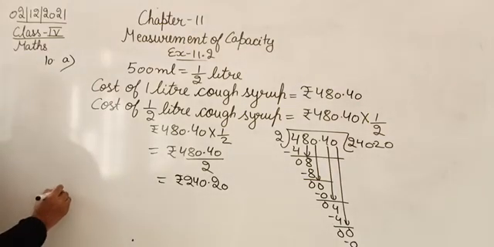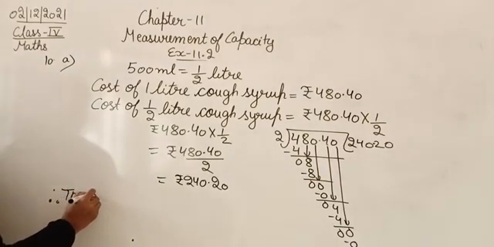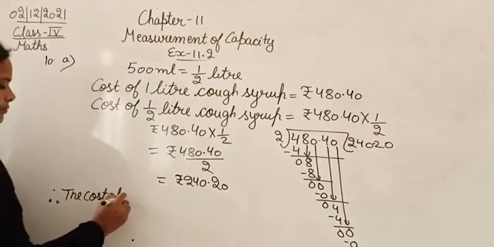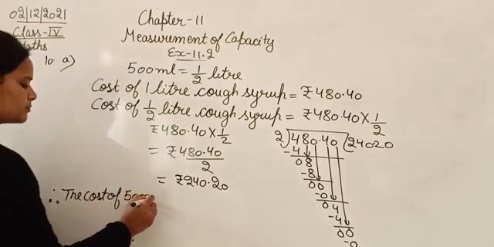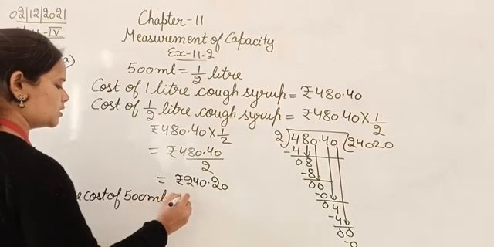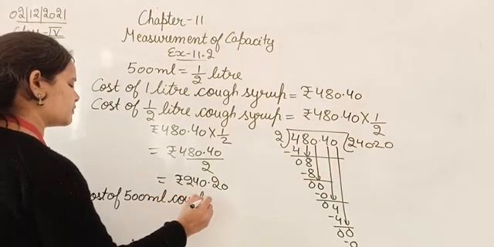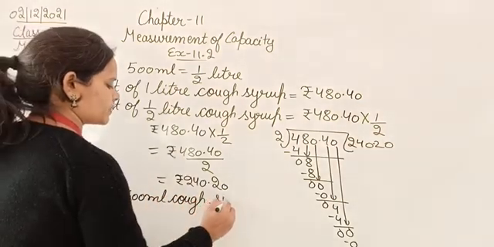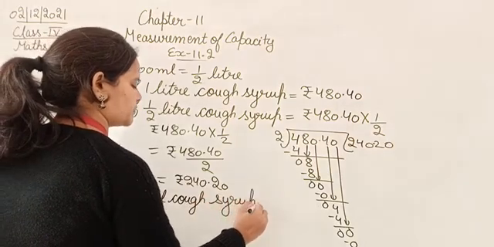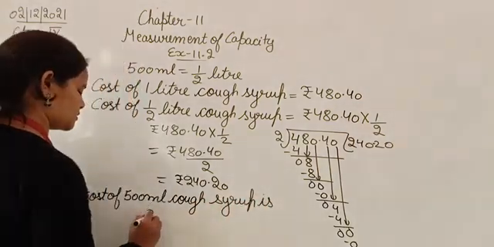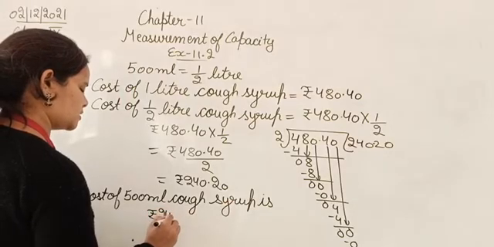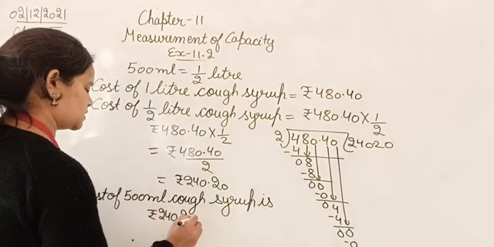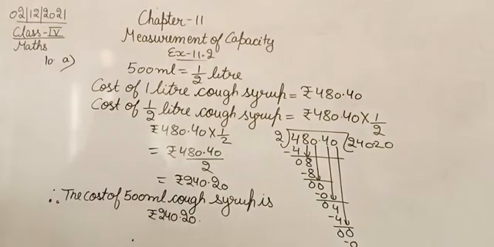Therefore, the cost of 500 ml cough syrup is 240 rupees and 20 paisa. And this is also the solution of the A part of question number 10. So the rest of the parts B and C we will do in the next session.